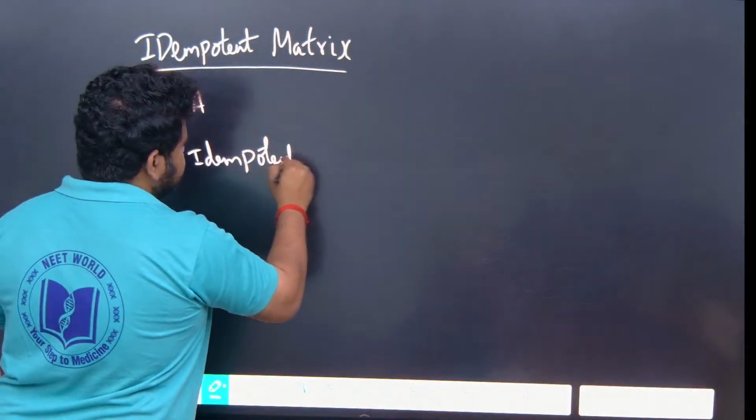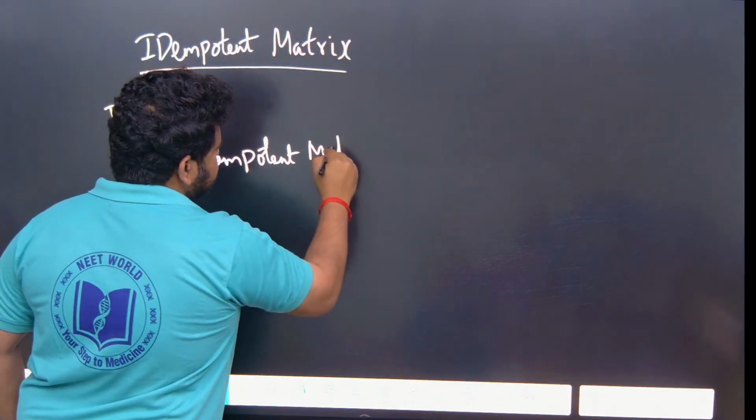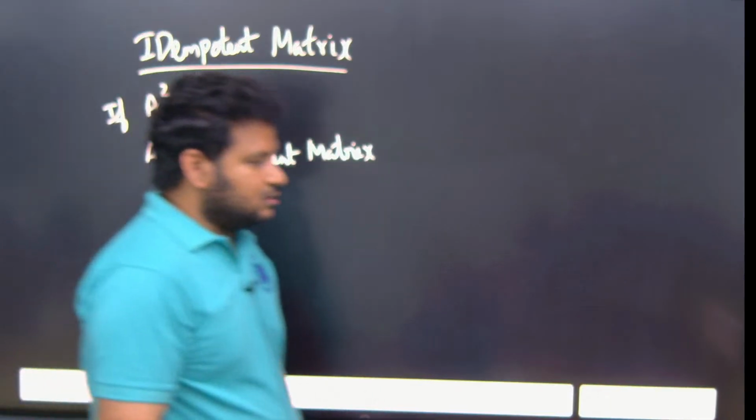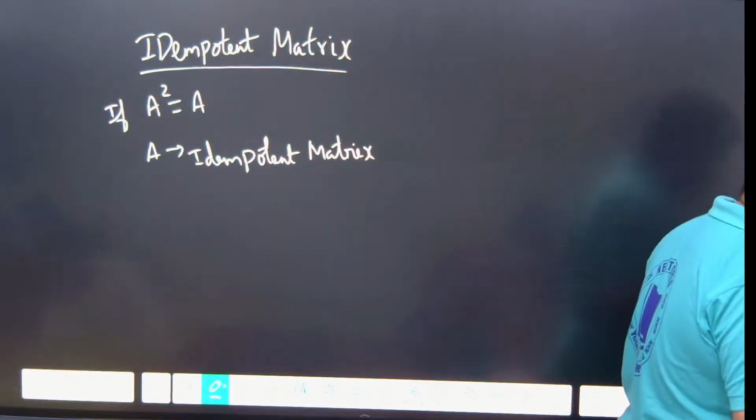See, in the previous classes, what we studied are all square matrices only. Here also, first thing, A should be a square matrix, and A square should be equal to A. Then it is called an idempotent matrix. Please write down. It is coming blur.